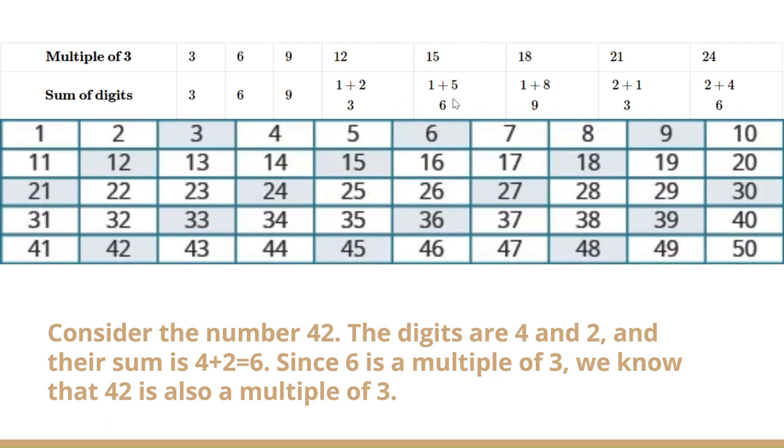So consider the number 42. We know that 24 is a multiple of 3, because 2 plus 4 is 6. So 42 is 4 plus 2, which is also 6. It's also a multiple of 3. So we know that 42 is also a multiple of 3. You can look at 18, it's 9. 48, it's 12. 39 is also 12. 45 is 9. 42 is 6. So for the sum of digits, if it is 3, 6, or 9, it will be a multiple of 3.